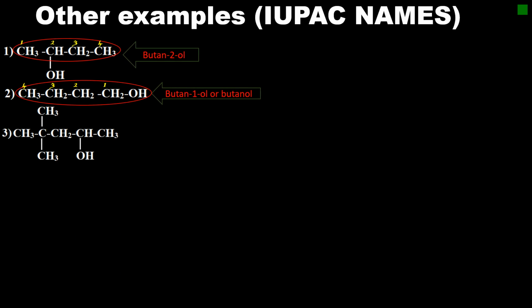The third example, we are going to choose the parent chain, and here is the parent chain, and we have the branches CH3, CH3 and the OH substituent. If we number the chain from the left to the right, OH gets position 4, but from the right to the left it gets position 2, so we choose from the right to the left, and the position of OH is 2.